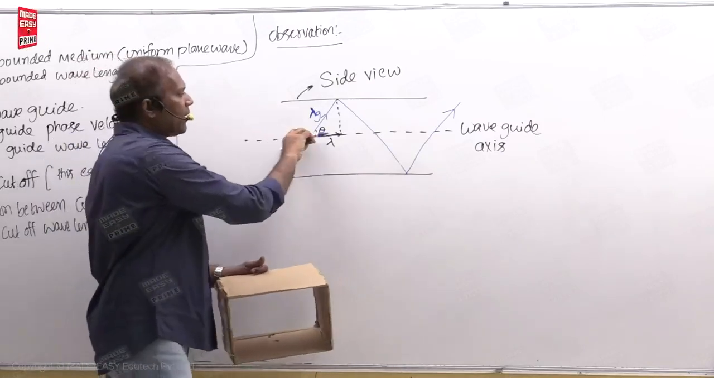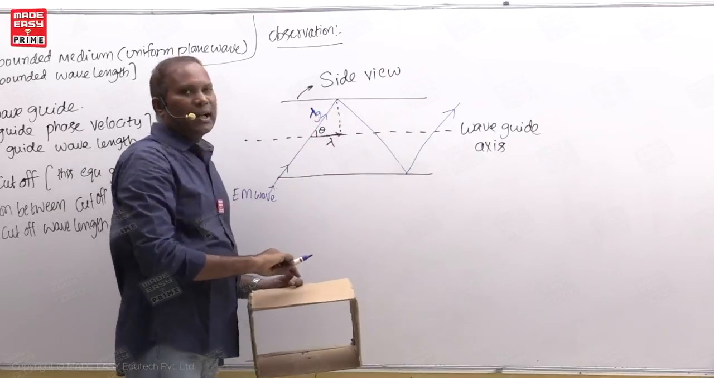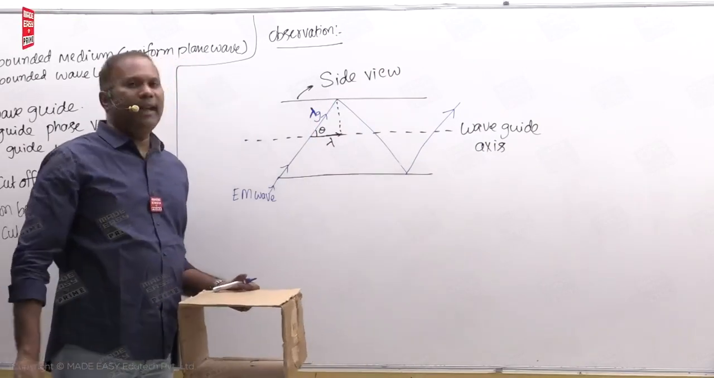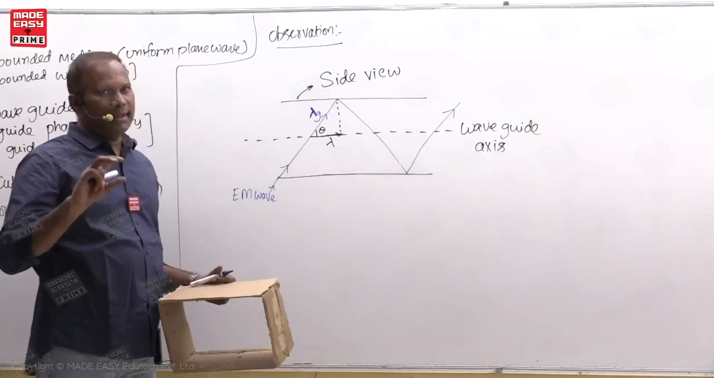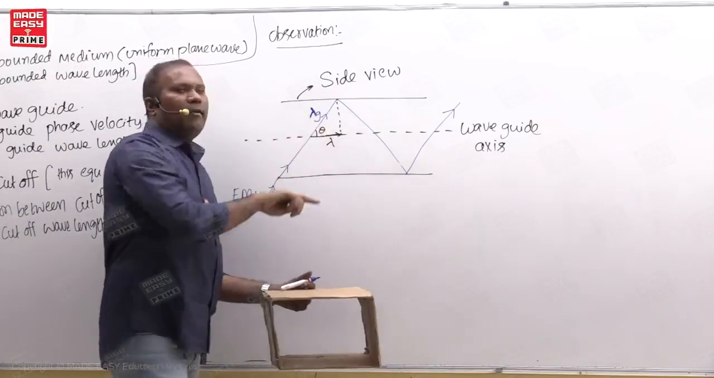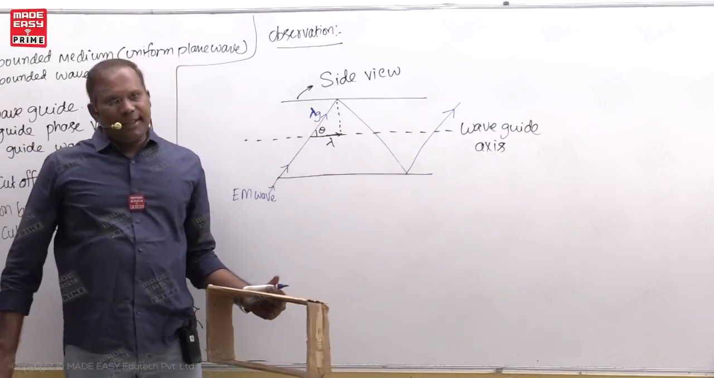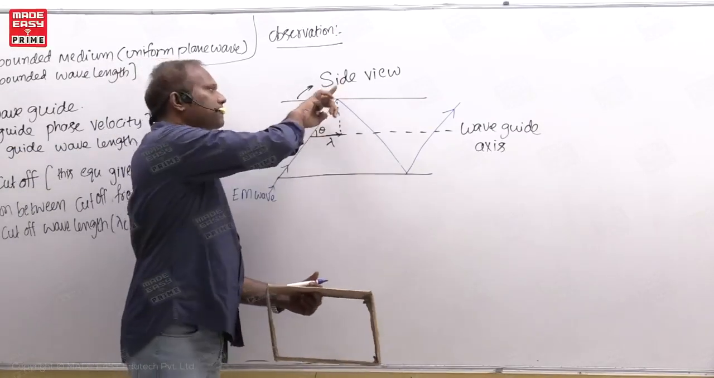In this direction, whatever velocity is there is called v. In the direction of wave propagation, whatever velocity is there is called vg. Guide velocity, not guide wavelength. Lambda g means guide wavelength. In this direction, velocity vg is there. This velocity is called guide phase velocity.